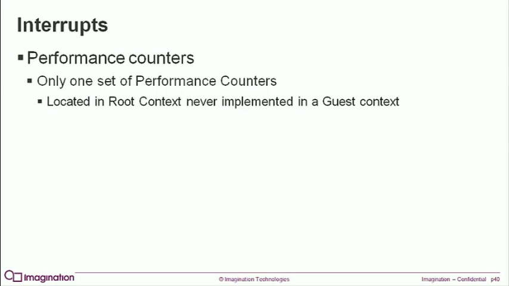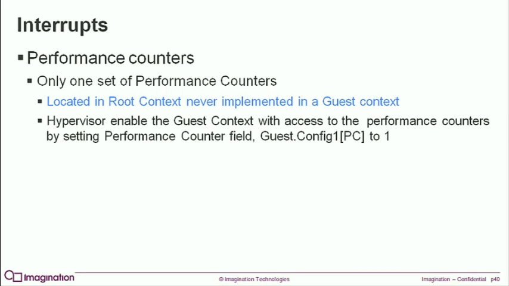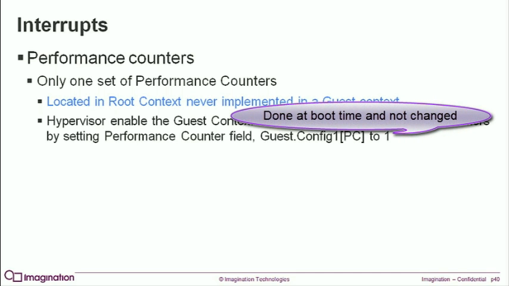There is only one set of performance counters per processor, or per VPE on an MT system. These are located in the root context. The hypervisor can configure a set of counters to be controlled by a guest context. The hypervisor enables the guest use of performance counters by setting the guest config1 PC bit in the guest context. It should do this when it starts the guest for the first time and not change this value, so the guest can read this at boot time.